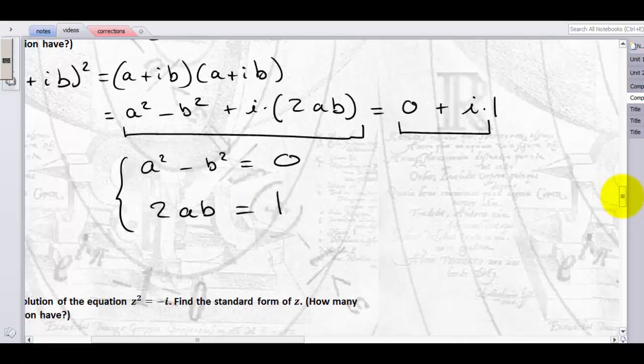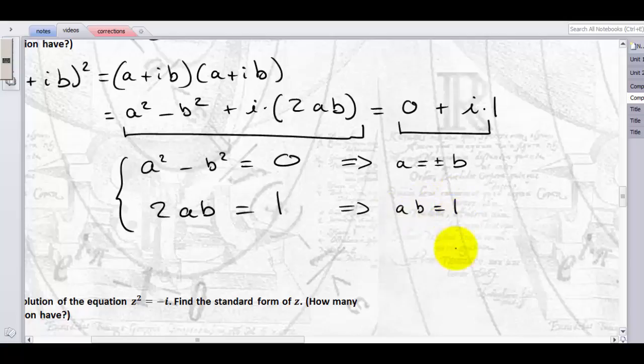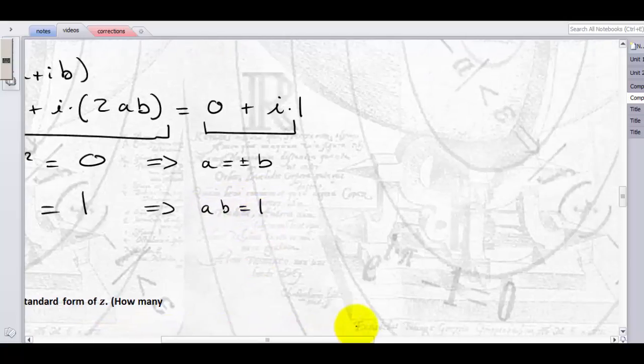Okay, I see. I think I understand what's going on here. What's the first thing right here? a squared minus b squared equals 0. Well, that means that a is equal to plus or minus b. And the second one means that ab is equal to 1. All right, so there are two things we have to be careful of right here. Two possibilities, right? So if a equals b.